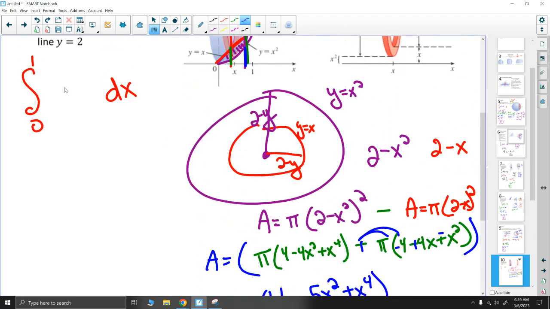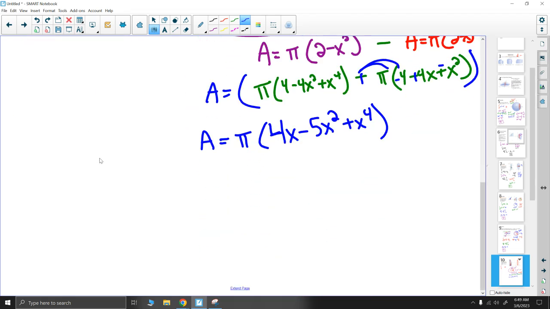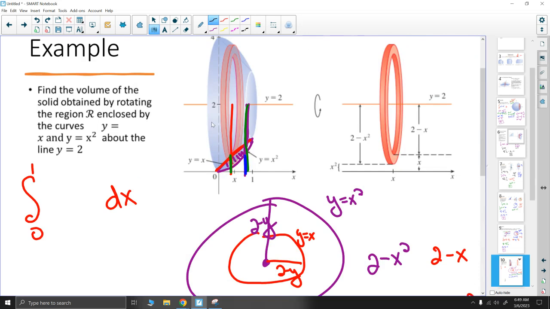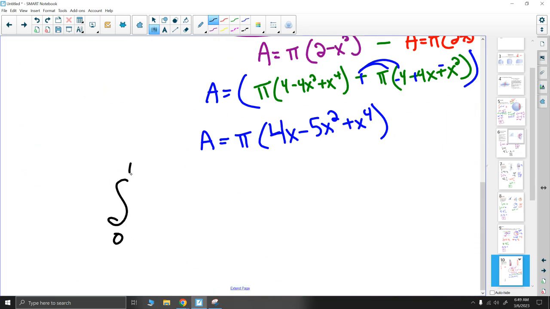So this is what we are going to integrate. So plug this into our integral here. The integral from 0 to 1. Again, we're doing it along this x-axis here from 0 to 1. Okay, so the integral from 0 to 1 of 4 pi x minus 5 pi x squared plus pi x to the fourth, I'm just taking care of it now, dx.